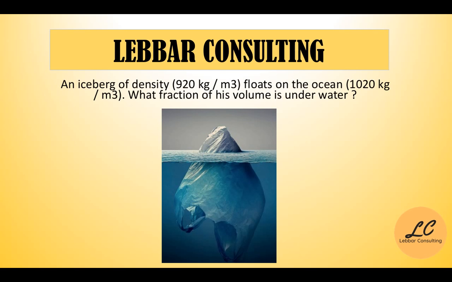So this is the problem. We have an iceberg of density 920 kilograms per cubic meter, which is floating on the ocean. Of course, the ocean has a higher density than the iceberg. So here we have 1020 kilograms per cubic meter. The reason the ocean must have a higher density is that if the iceberg had a higher density than the ocean, then it would just sink and go down to the seabed.